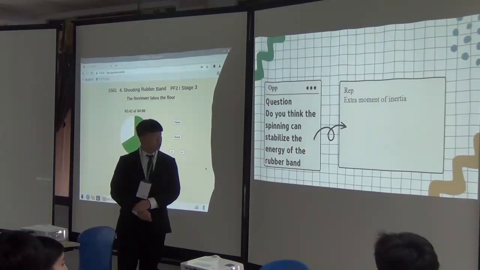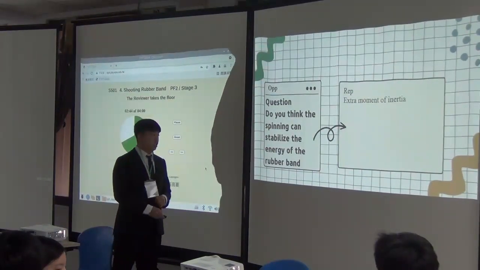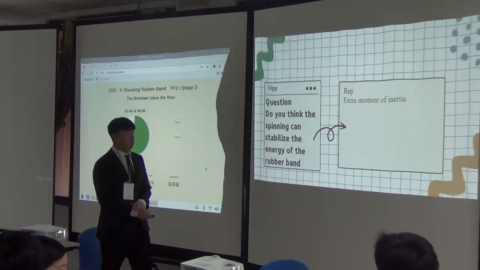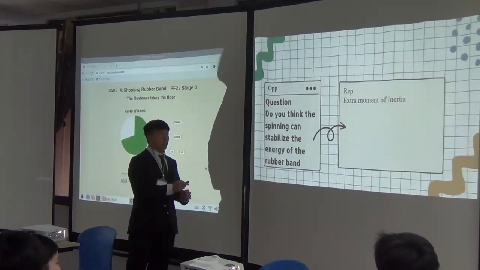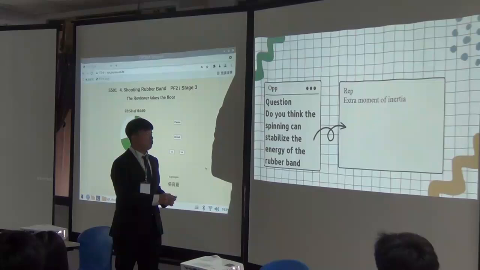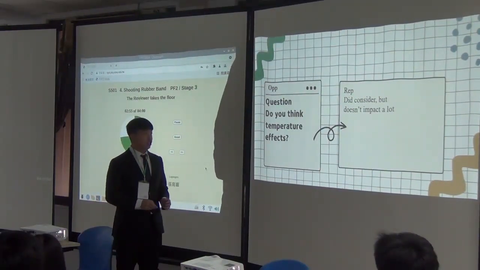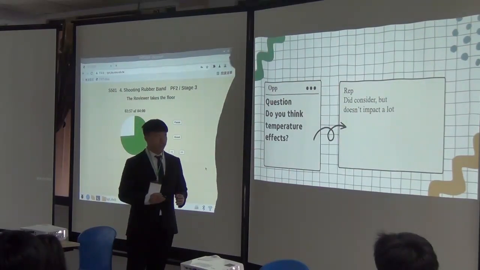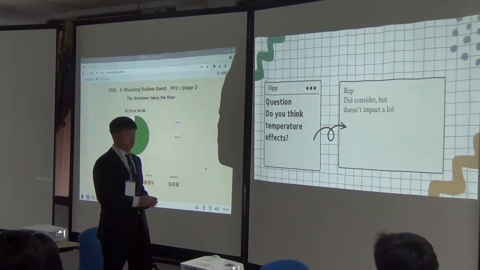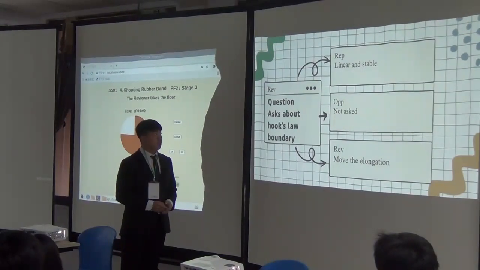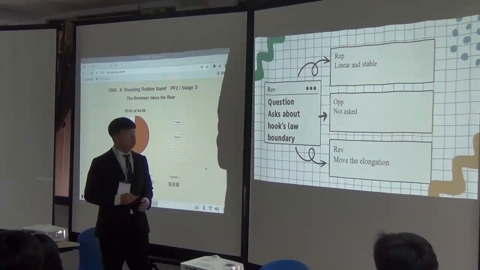The opponent also asked whether the spinning can stabilize the energy of the rubber band, and the reporter answered that there will be extra moment of inertia in it. The opponent asked whether temperature affects it, and the reporter says he did consider it, but it doesn't impact a lot. So this is the question from me, the reviewer.